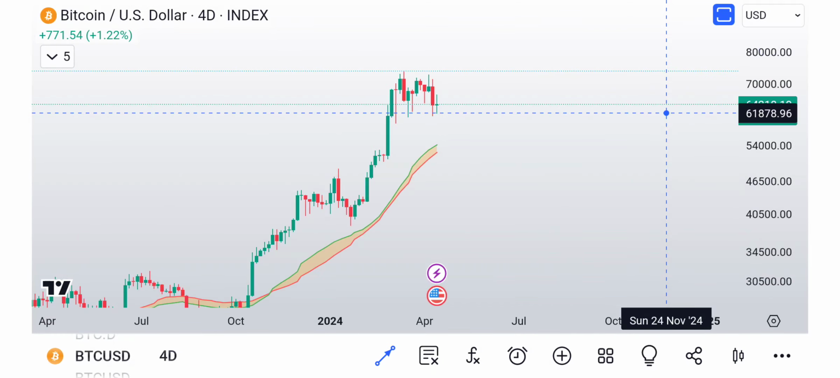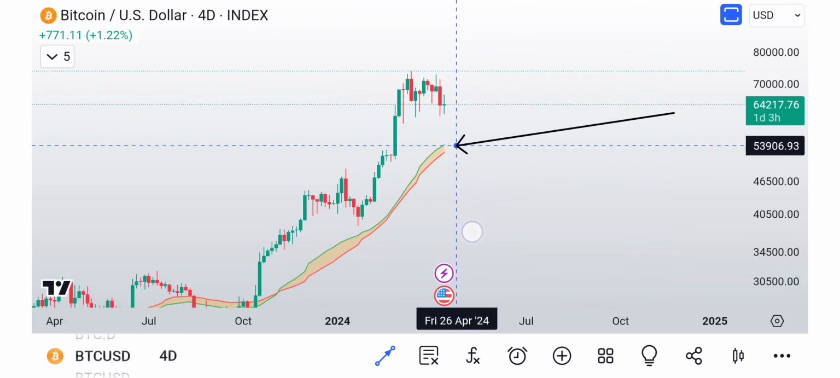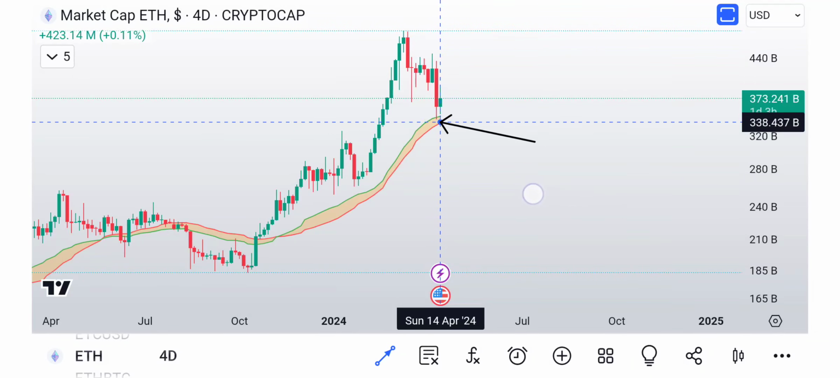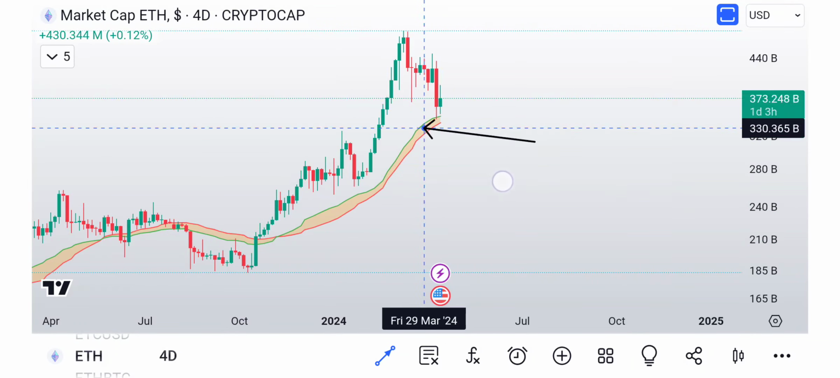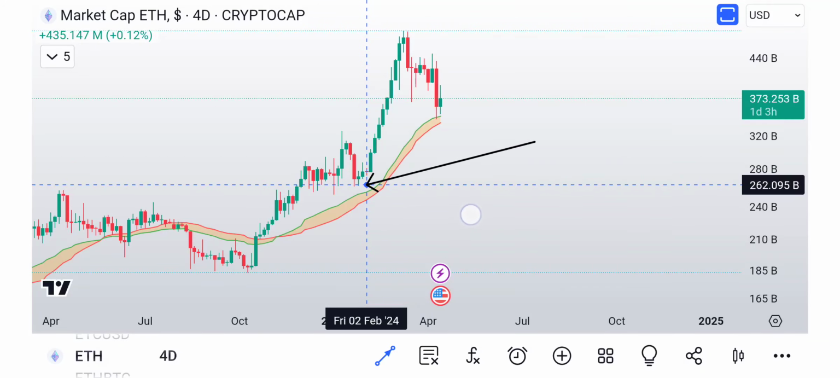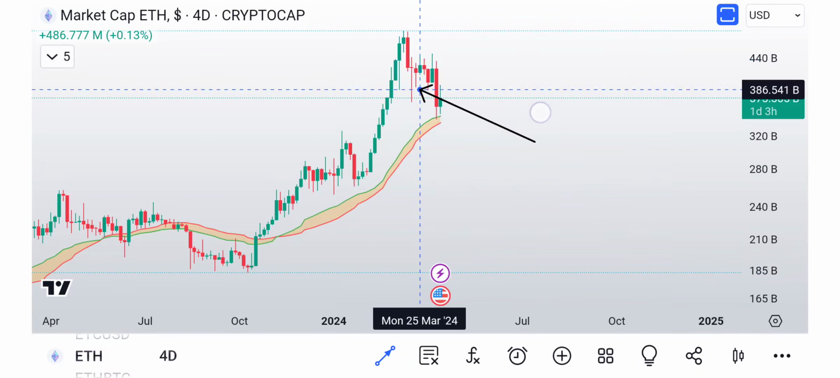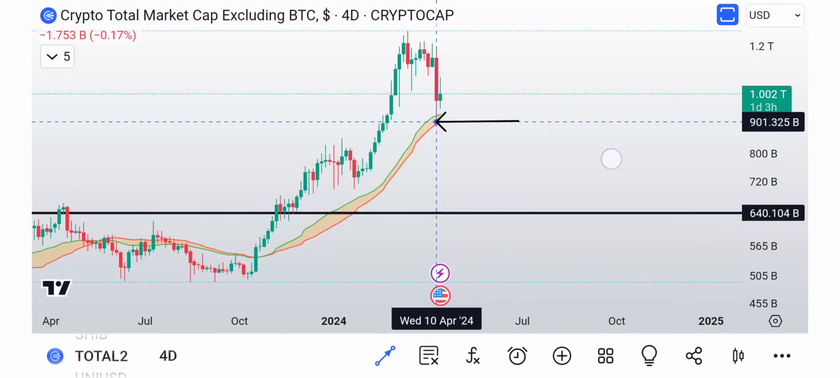go back to the bull market support band right down in here. So we have an A, B, C. It would be nice to test the bull market support band, just like Ethereum did back right here. We didn't test it the last time, but now we're testing it this time. Same thing with Bitcoin. The question is, is Bitcoin going to get down there just like Ethereum, just like Total 2 and Total 3 and others?